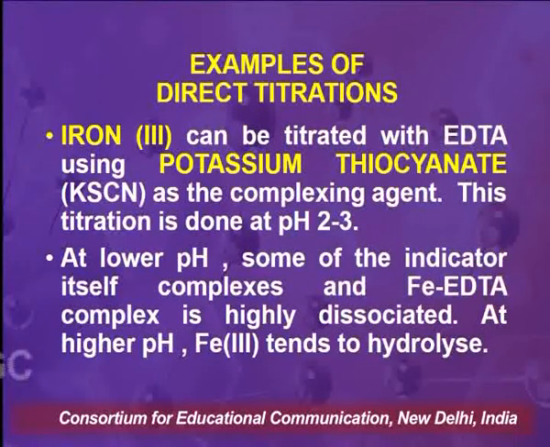Ferric ions or iron 3 can be titrated with EDTA using potassium thiocyanate, KSCN, as the complexing agent. This titration is to be performed at a pH of 2 to 3 because the indicator gives a color change at a pH of 2 to 3. At lower pH, some of the indicator itself complexes and the iron EDTA complex is highly dissociated. At higher pH, Fe3+ tends to hydrolyze. That means a lower pH below 2 to 3 and a higher pH beyond 3 to 4 are to be avoided.